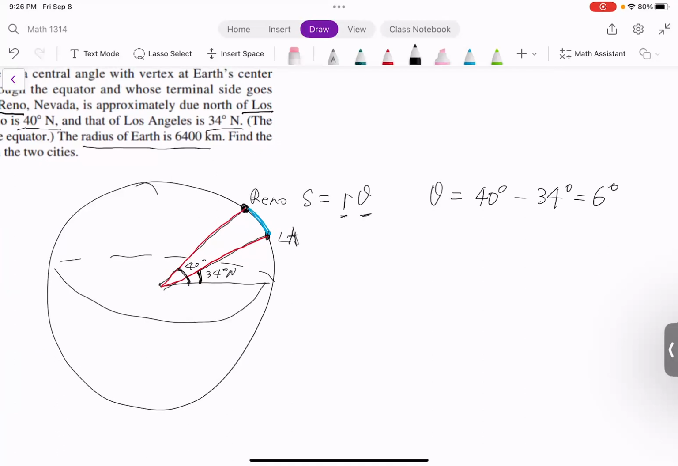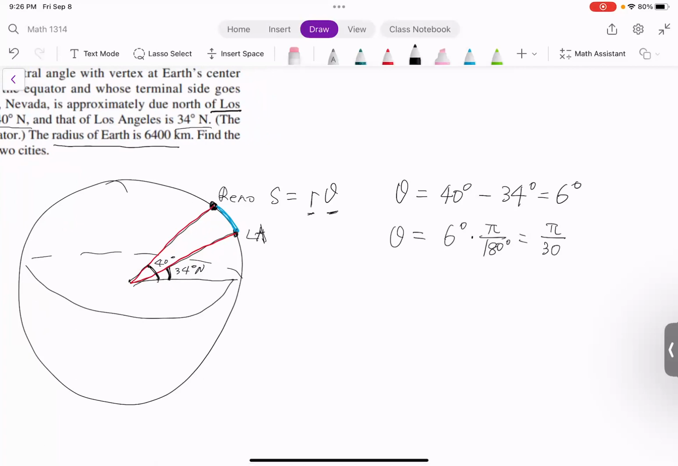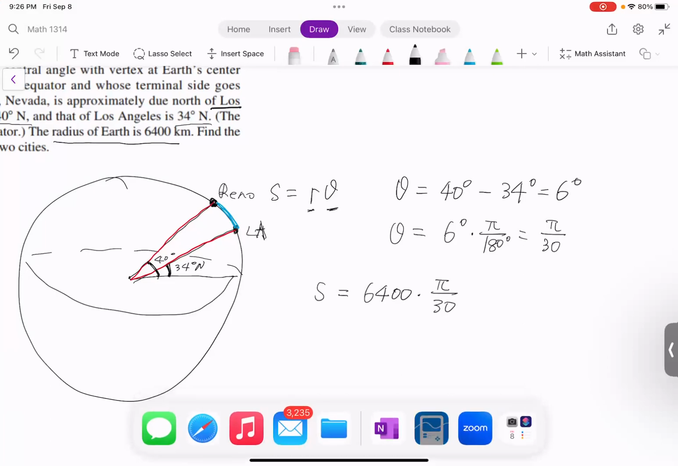I need to convert it to radian mode and then use the arc length formula to find the distance between these two cities. So theta also equals 6 degrees multiplied by pi over 180 degrees. So I have pi over 30. We have pi over 30 without the degree because this is radian mode. And then what is the distance between the two cities? The radius of the Earth is 6,400 multiplied by pi over 30. And then we need to put this into the calculator. Let's see, what is that?